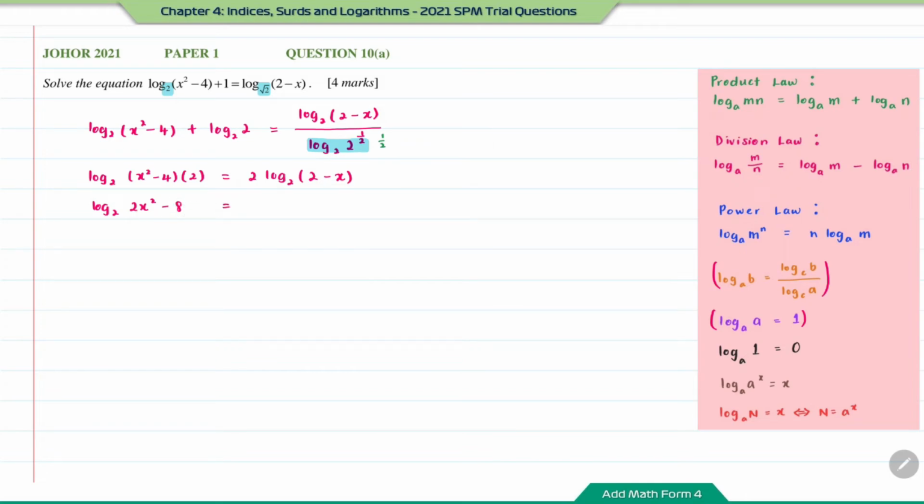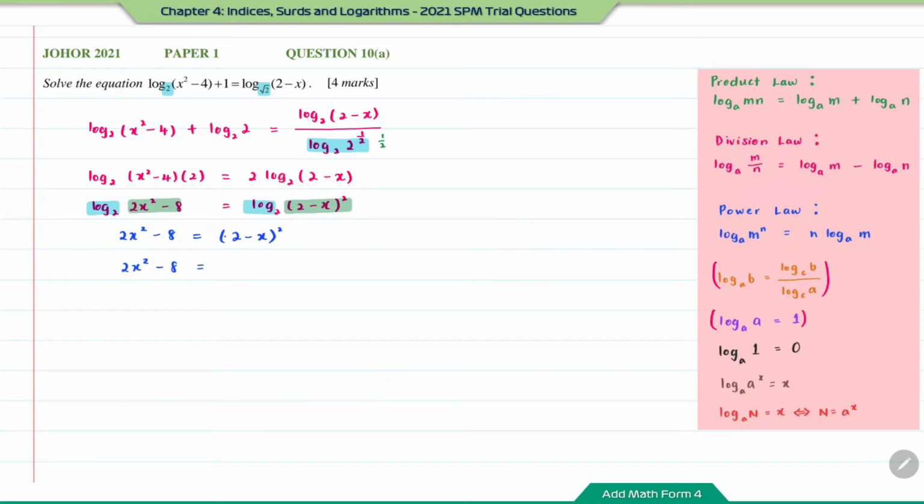Now on the right hand side, use the power law. I can move the number 2 to become the power. Now on the left hand side and the right hand side, you have both log base 2. Therefore now we can solve this question by comparing the 2x squared minus 8 and this bracket (2 minus x) squared. So here you're going to get 2x squared minus 8 equal to (2 minus x) squared.